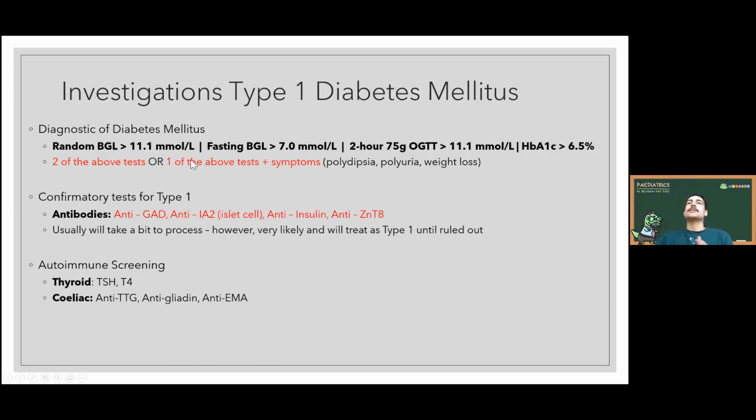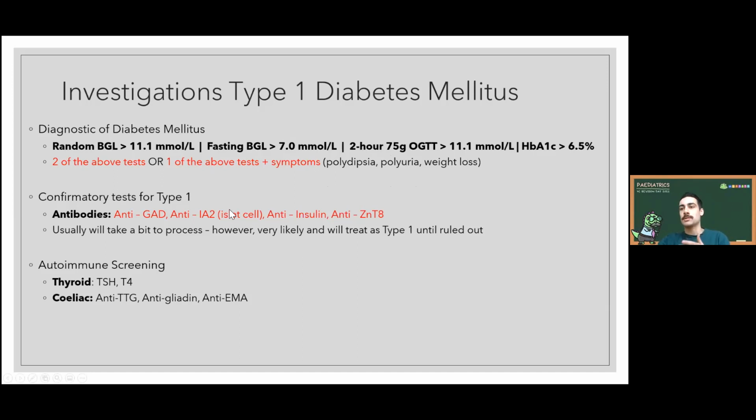So there are all these tests that you would be aware of to diagnose diabetes. And for diabetes, you need to have 2 of the above tests or 1 of the above tests plus symptoms. And this is just to determine diabetes. Type 2 diabetes can occur in paeds kids, but is not very common. So to confirm type 1 diabetes, they test the antibodies.